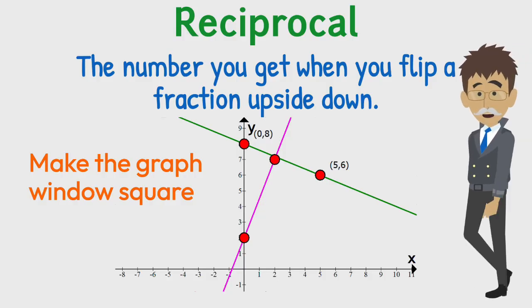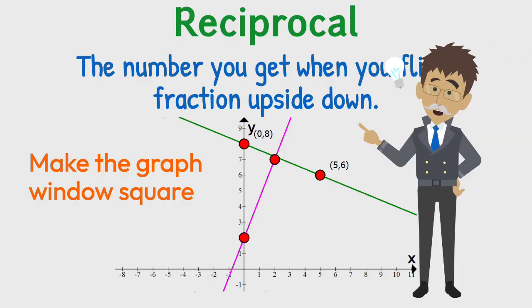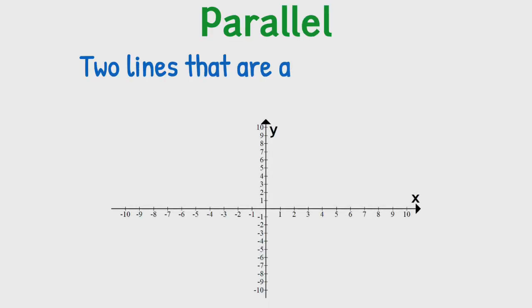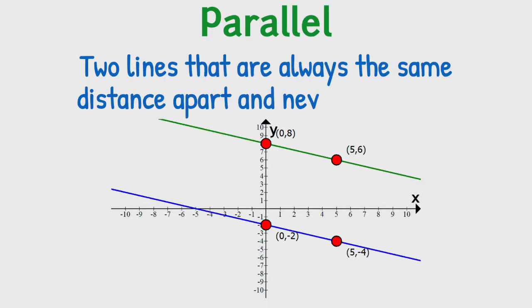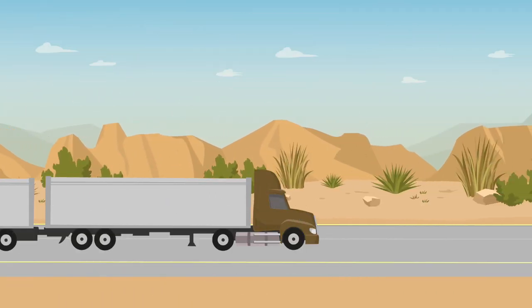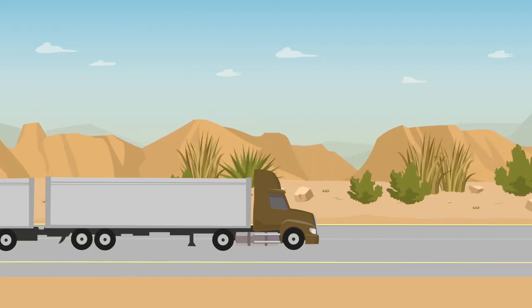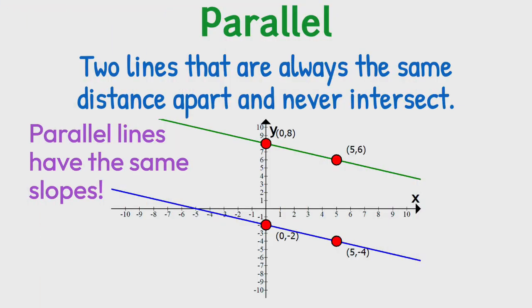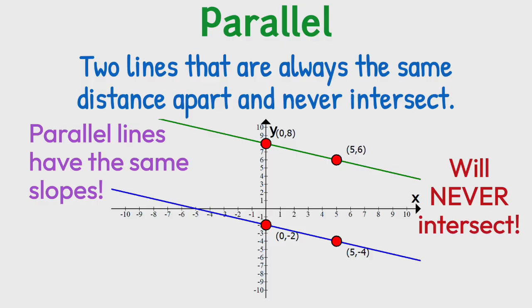Now that we understand slope, let's look at how slopes reveal the relationships between lines. Parallel. Two lines that are always the same distance apart and never intersect. On the coordinate plane, we can confirm that two lines are parallel by showing they have exactly the same slope. Just as parallel lines on a road never meet no matter how far they extend, parallel lines on the coordinate plane share identical slopes and will never cross.